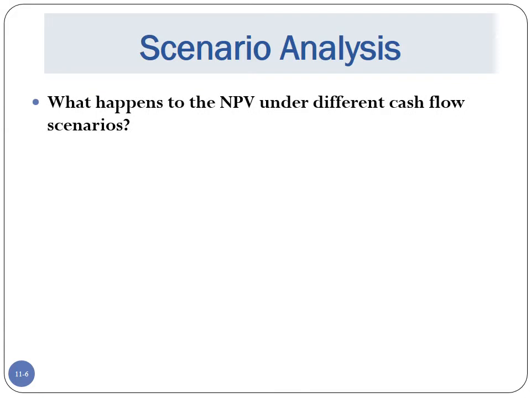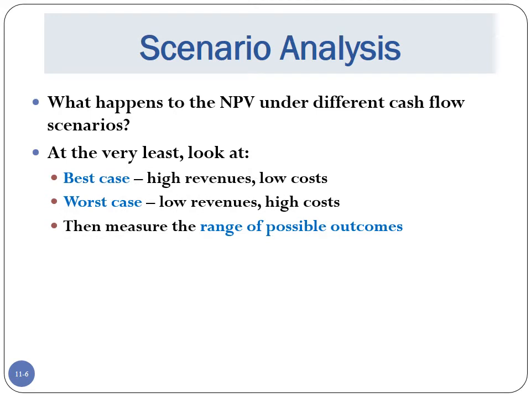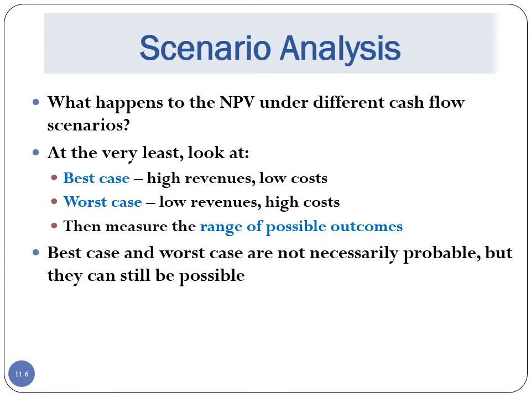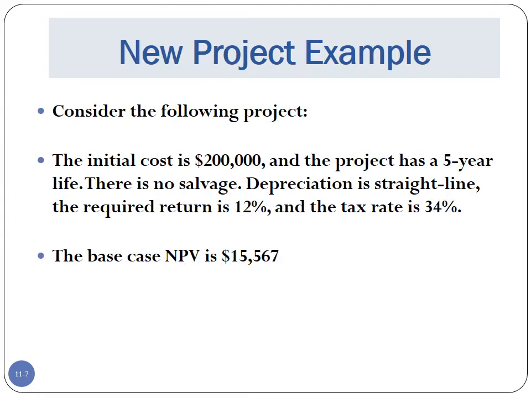Scenario analysis is something that we can use to assess what happens to the net present value under different cash flow scenarios. So generally, there's actually three: the best case, worst case, and base case. The best case is high revenues, low costs. Worst case is low revenues, high costs. And then we measure the range of possible outcomes in between these two. The best case and worst case are not necessarily probable, but they can still be possible. So they give us bounds under our scenarios.